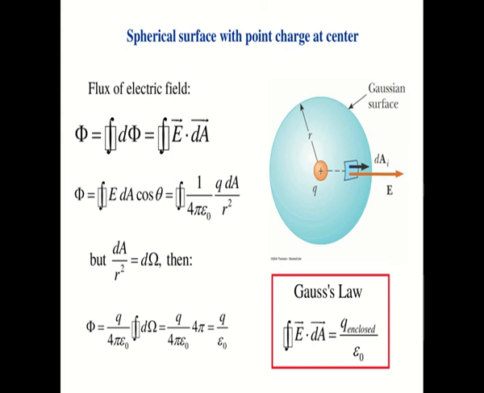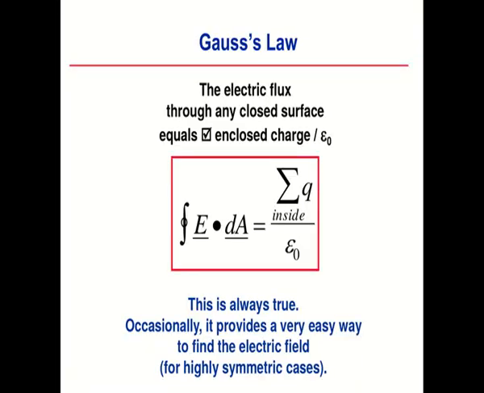So this is nothing but Gauss law. The Gauss law says that the electric flux through any closed surface equals enclosed charge divided by epsilon 0. So the equation of Gauss law is given: integration of E into dA is equal to summation of all enclosed charge divided by epsilon 0. This is always true.